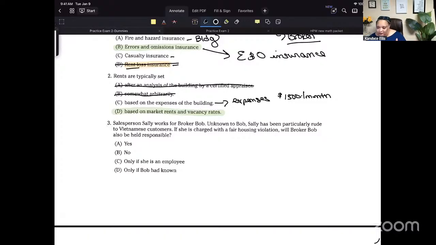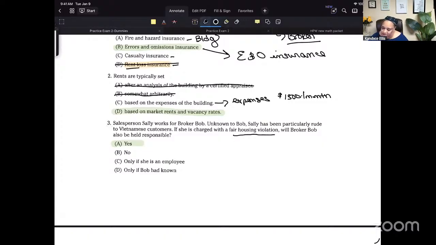All right, I got A's, yes. Yeah, the answer's yes. That's the whole point of being a broker. You are responsible for watching out for these people. And this person is obviously breaking the fair housing laws.